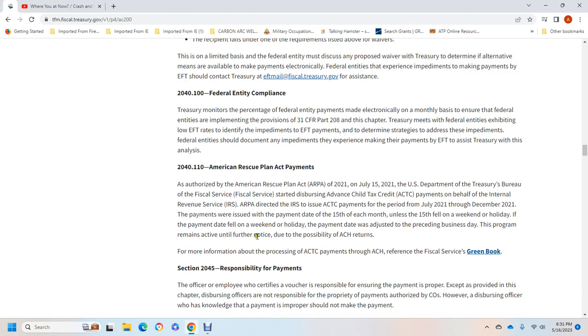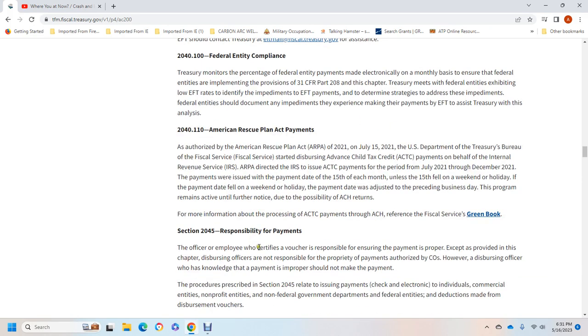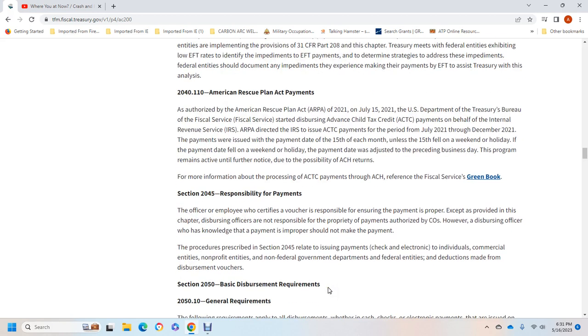Section 2045, responsibility of the payment officer. The employee who certified the voucher is responsible for ensuring that the payment is properly accepted. The disbursing officer is not responsible for a payment that is authorized by the chief officer; however, a disbursing officer with knowledge that a payment is improper should not make the payment. Section 2045 relates to the issue of payment by check or electronic means to an individual, commercial entity, non-profit entity, non-federal government department, or federal entity, with deductions made from the disbursement vouchers.